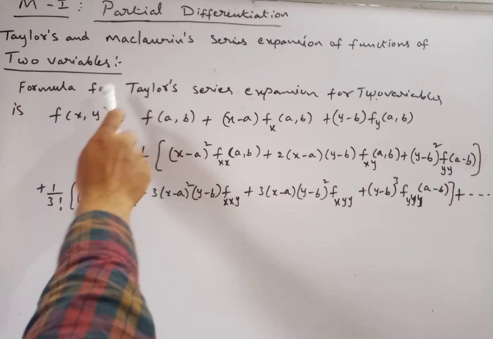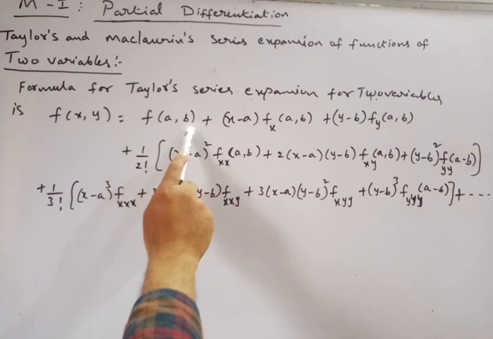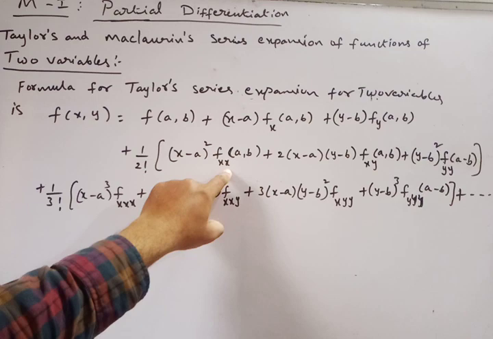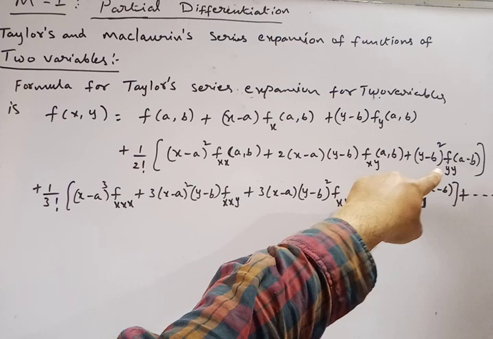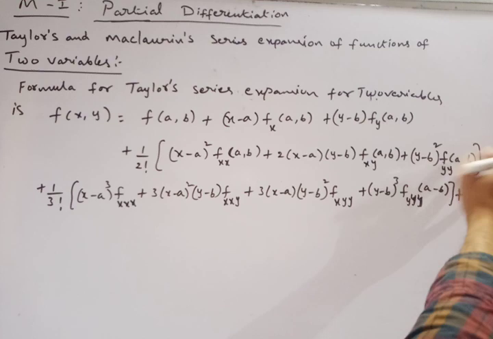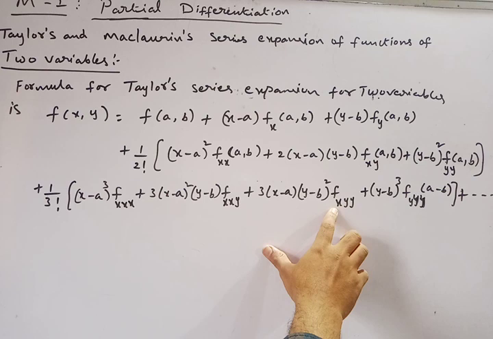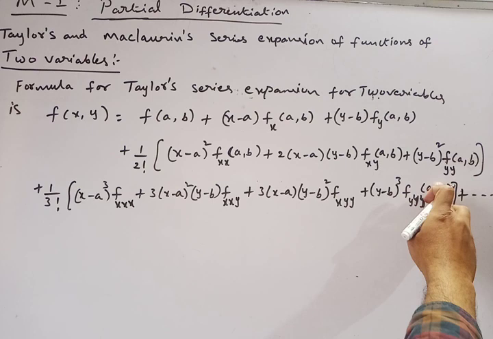The formula for Taylor series expansion for two variables is f of x comma y is equal to f of a comma b plus x minus a into fx of a comma b plus y minus b into fy of a comma b plus 1 by 2 factorial, x minus a whole square fxx of a comma b plus 2 into x minus a, y minus b, fxy of a comma b plus y minus b whole square fyy of a comma b, plus 1 by 3 factorial, x minus a whole cube fxxx plus 3 into x minus a whole square, y minus b, fxxy plus 3 into x minus a, y minus b whole square, fxyy plus y minus b whole cube fyyy of a comma b, plus and so on.